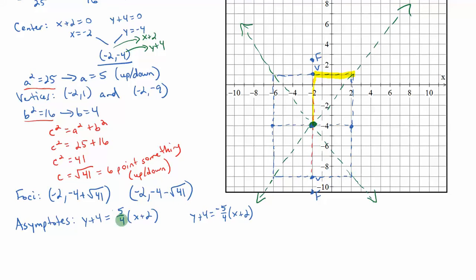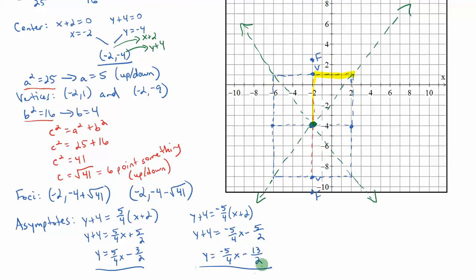I just need to finish them by getting y by itself. So I'll distribute my 5/4 on the right and subtract 4. To get 5/4 x minus 3/2. Same process over here. I'll distribute my -5/4 and subtract 4. And those are my two asymptote equations. And I've got all the parts listed now.